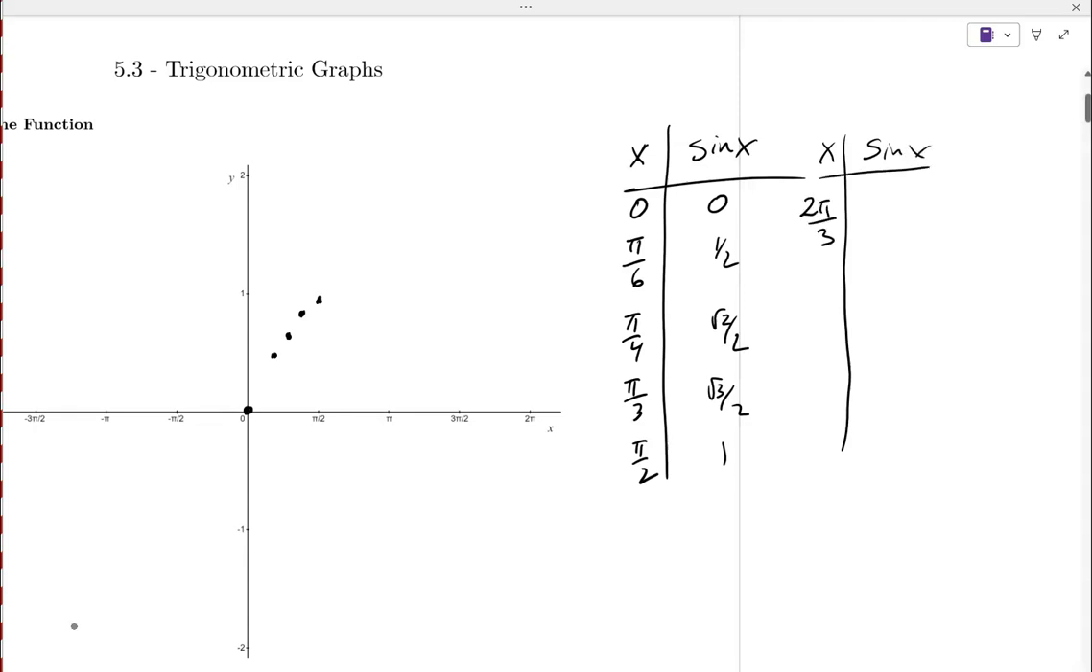2 pi over 3. That's the next one over. 3 pi over 4, 5 pi over 6, and pi. Let's talk just a second about how I know where those are. What those are, I should say.